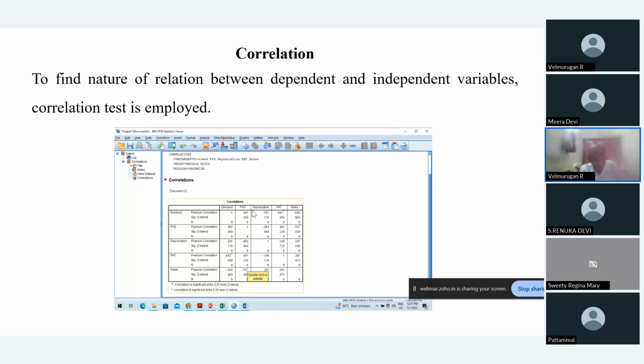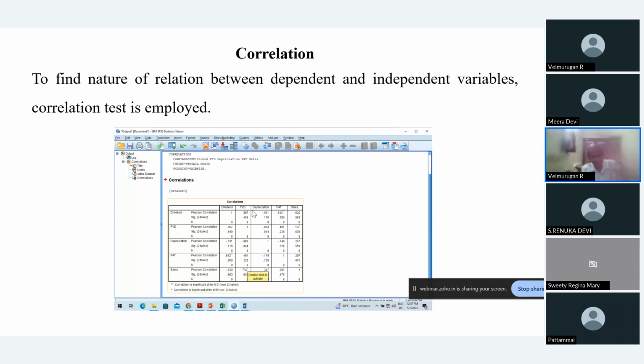One more time I will repeat. We are comparing profit and sales. Here profit depends on sales. So profit is said to be the dependent variable. Sales is said to be the independent variable. When sales increases, automatically profit also increases. We can say there exists positive correlation between sales and profit. It implies whenever there is an increase in sales, there will be an increase in profit also.